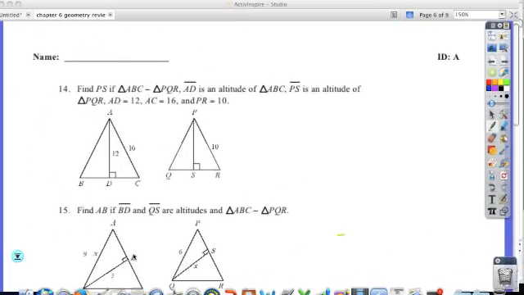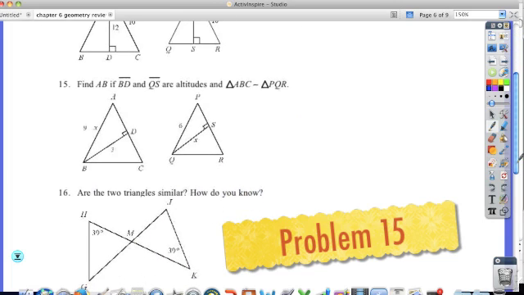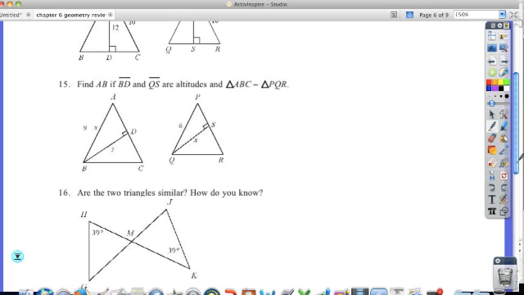Don't make me blow my whistle. Hey, we're doing problem 15. Who wants to read number 15 for me? OG Mikey. He's such an original gangster. Go ahead, we're scared. Find AB if BD and PQ are altitudes and triangle ABC is similar to triangle PQR.